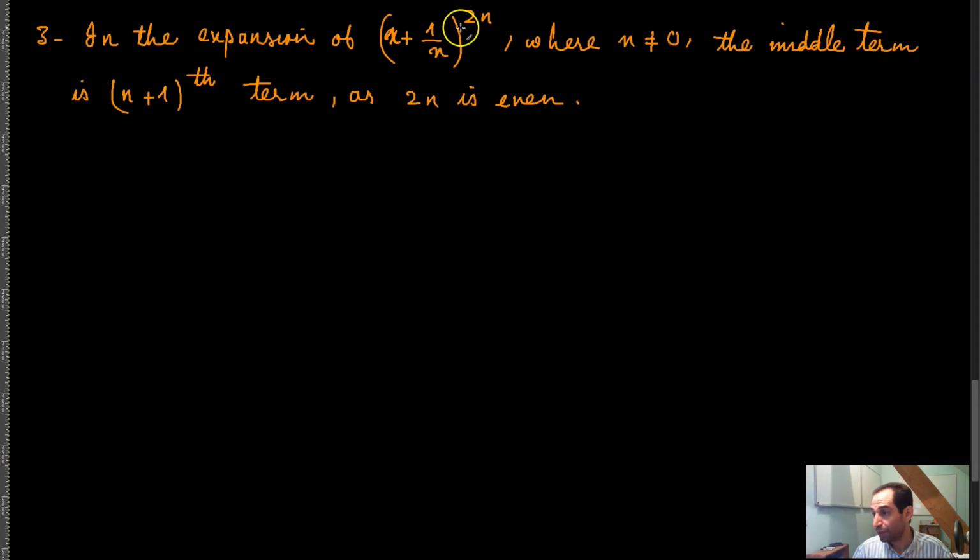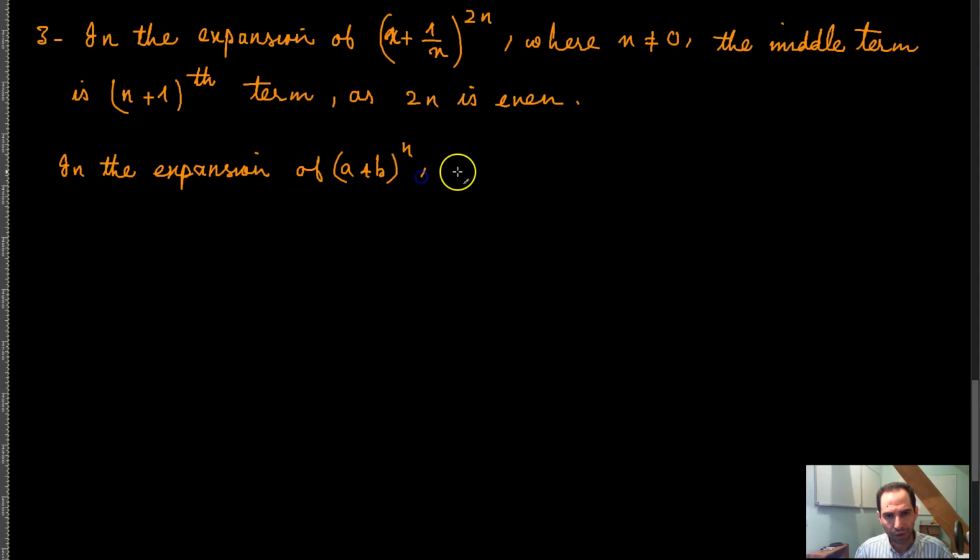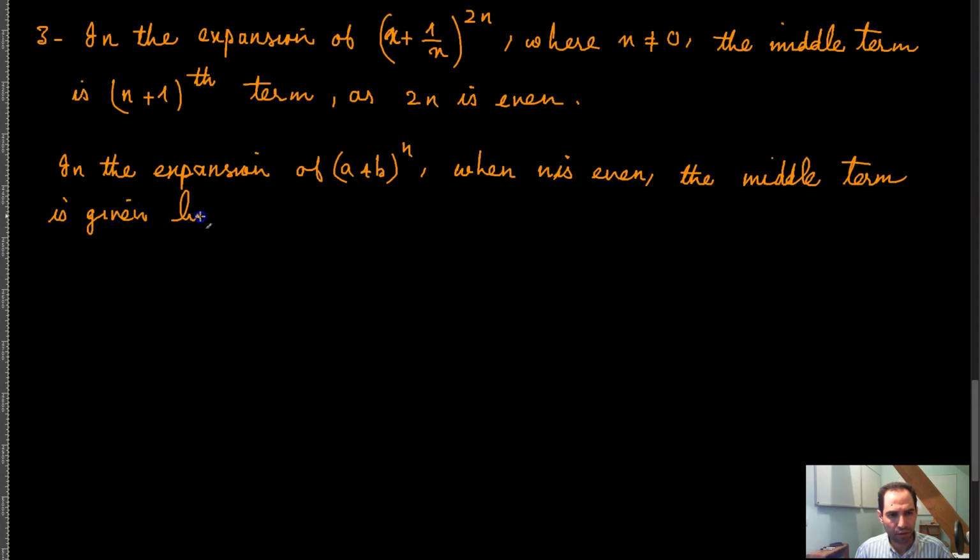We said that in the expansion of (a + b) raised to the power n, when n is even, the middle term is given by the (n/2 + 1)th term. When n is even, the number of terms in the expansion will be n + 1. n + 1 is odd, therefore the middle term is the (n/2 + 1)th term.